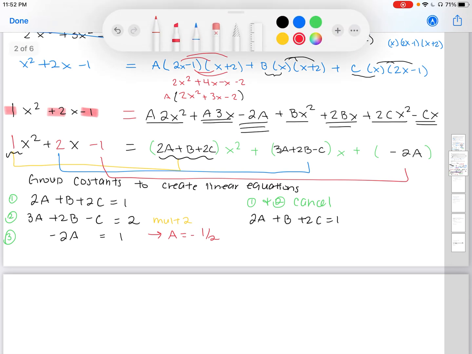And now with that change, we're left with 6A plus 4B minus 2C equals 4. Let's go ahead and add them. We have 8A plus 5B, those cancel, is equal to 5. Now we know one of them. We know A is negative 1/2. We can plug that in for A, and that'll give us B.